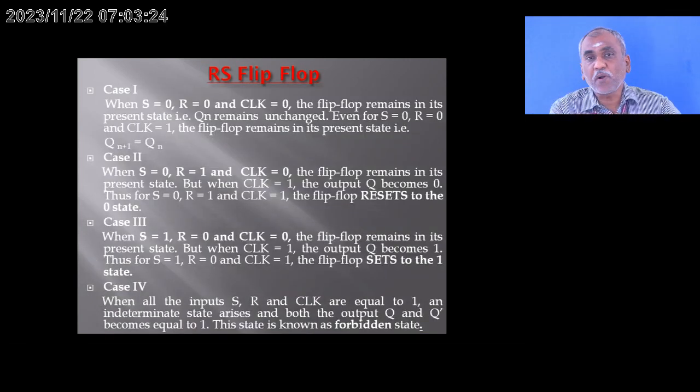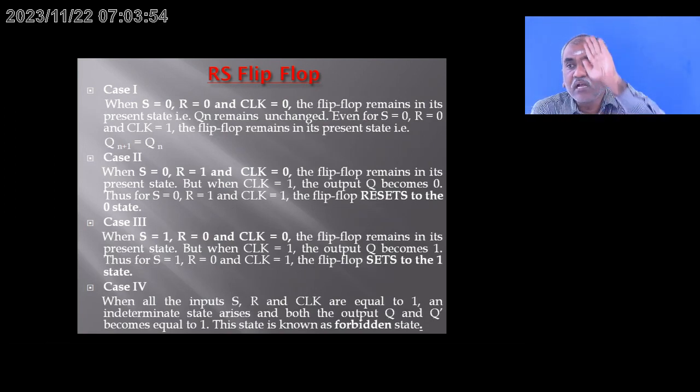There are four important conditions, right? And we are going to pass the two inputs, 2 power 2, that means we have four possibilities. When S is equal to 0, R equal to 0 and the clock equal to 0, you are not doing any operations. You have a laptop in your home, you have a TV in your home, you are not doing any operations on that. What happens then? The laptop or the TV stays in the present state.